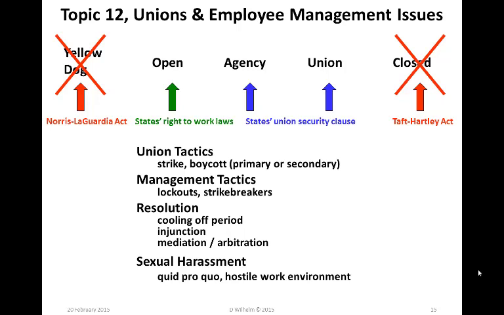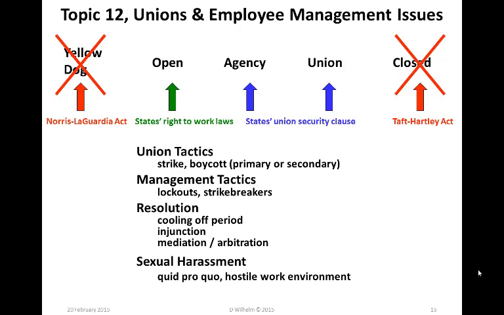The two on the end with the big red X's: one is yellow dog contracts, which is not actually a union shop. This is a contract where before being hired, a worker would have to sign a pledge not to join a union. On the other end is a closed shop, which was also outlawed. This required a person to join a union before they could be hired.